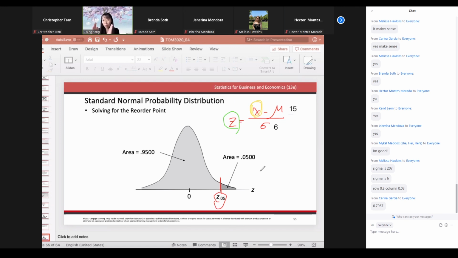If you have a 0.05 on the right-hand side, you naturally have 0.95 on the left-hand side, right? That's this light gray area. The light gray area is 0.95. Can you tell me what the z-score is? Anyone?